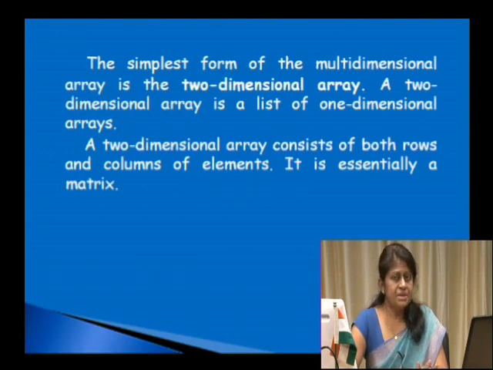So, a 2-dimensional array is the simplest form of a multidimensional array. This two-dimensional array can be told as a list of one-dimensional arrays, and it consists of both rows and columns. The simplest example that we can quote for a two-dimensional array is a matrix, which consists of both rows and columns.